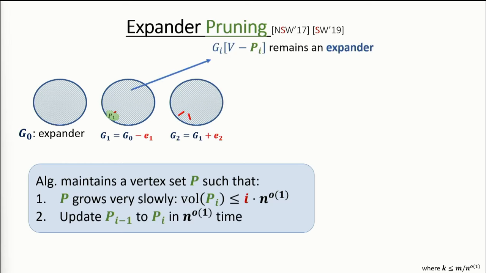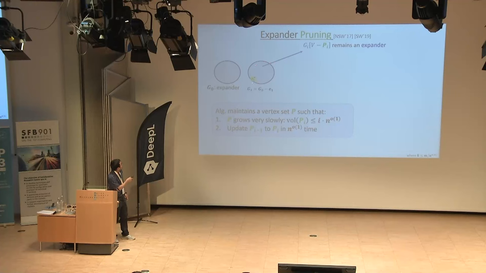It has a guarantee that when you remove P and look at the graph induced by the complement of P, everything outside P remains an expander. By the way, an expander is something that you like, and this set P basically says, after you're removing this small part, everything else is an expander. It's good for you.